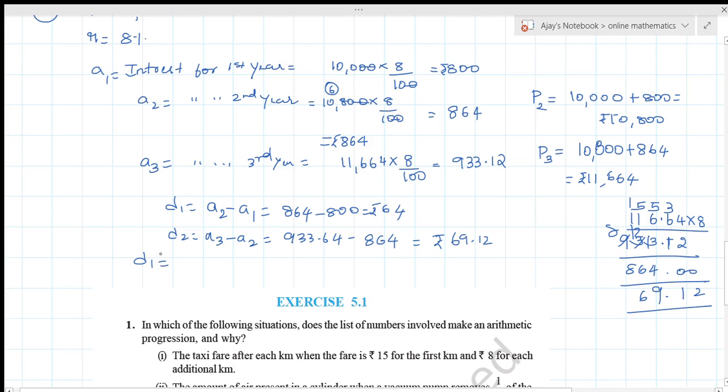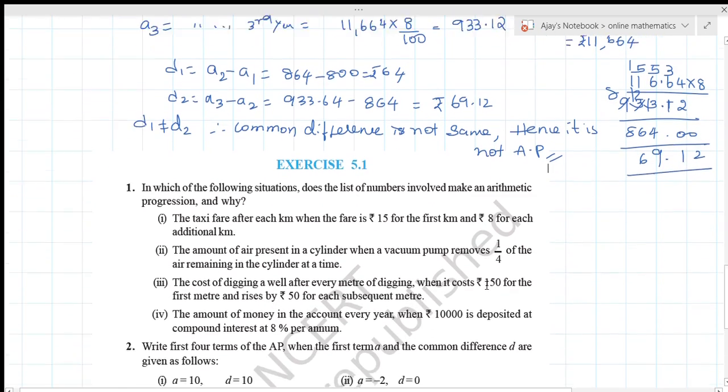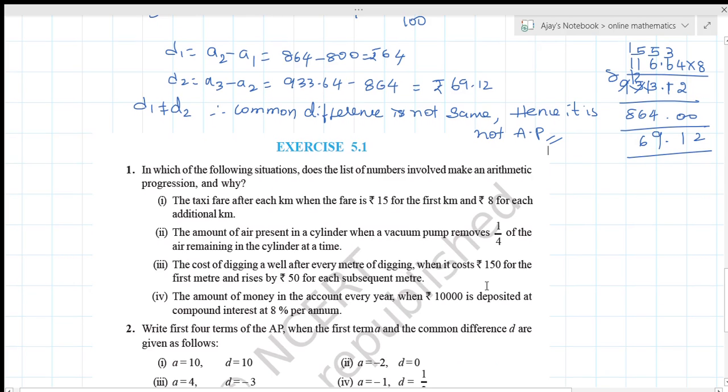So D1 is not equal to D2, therefore the common difference is not the same. So hence it is not an AP. So this completes the first question of exercise 5.1.